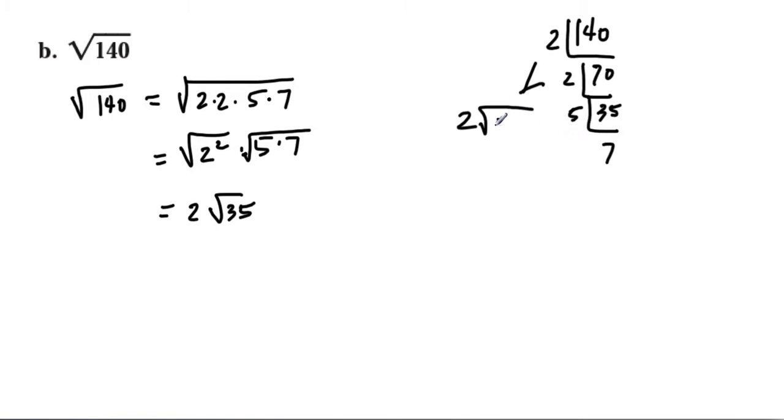5 times 7 will give you 35. So this is another way of finding the square root, the drop down method or the prime factorization method. Both methods will work fine. Okay, and let's take a look at principal square roots.